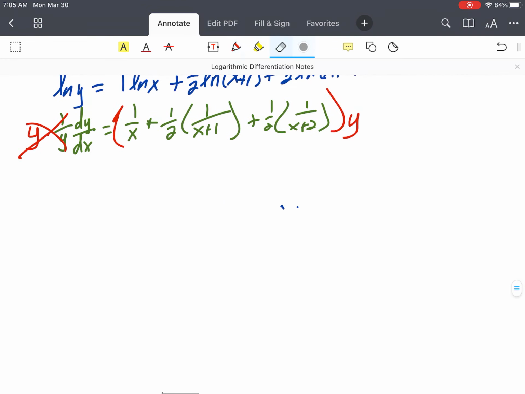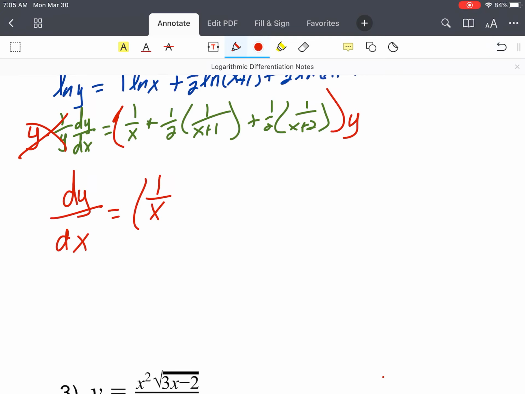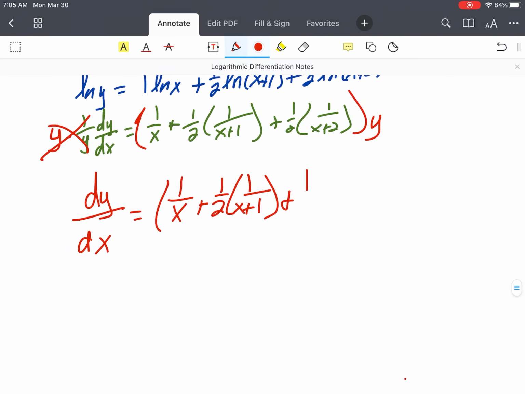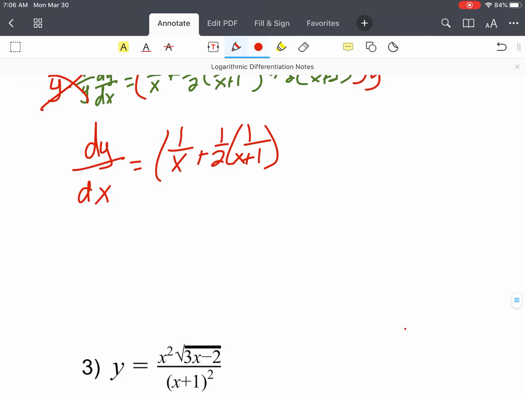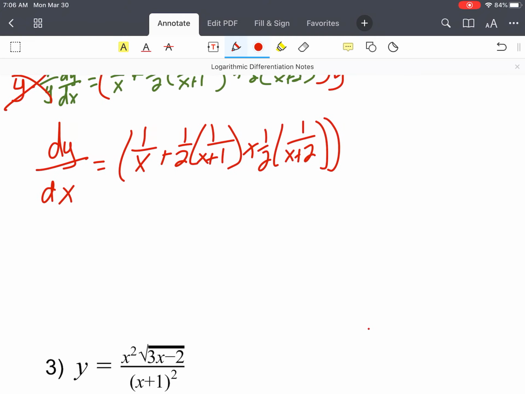Okay. Because that's going to let me solve for dy/dx. And so my final answer, I have dy/dx equals 1 over x, plus 1/2 times 1 over x plus 1, plus 1/2 times 1 over x plus 2.